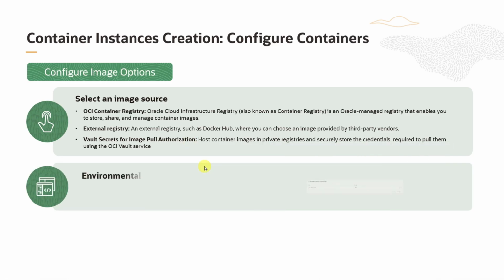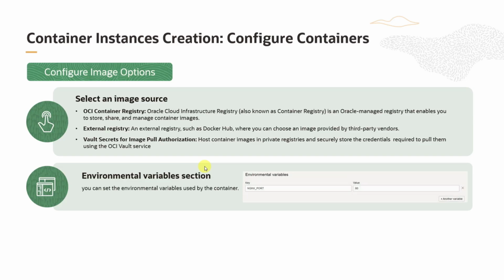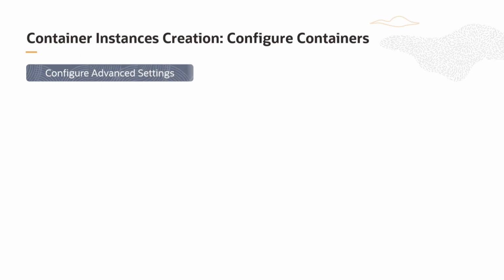Additionally, you can set environment variables for the container under the Environment Variables section. These variables customize the container's execution, allowing for greater flexibility. For example, you can specify variables like NGINX_PORT to customize your nginx behavior, or MYSQL_PASSWORD to customize your MySQL container's behavior. Let's continue configuring containers for your container instance.